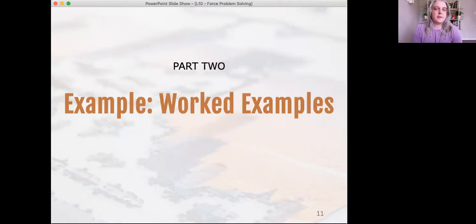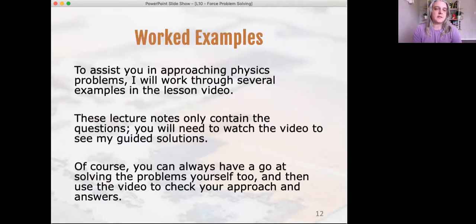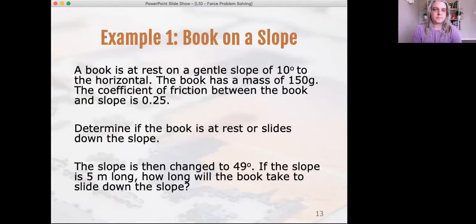There are 4 of them. The solutions are not in the slides. The slides just have the questions, but the solutions obviously are going to follow shortly on this document camera. So the first example is a book on a slope.